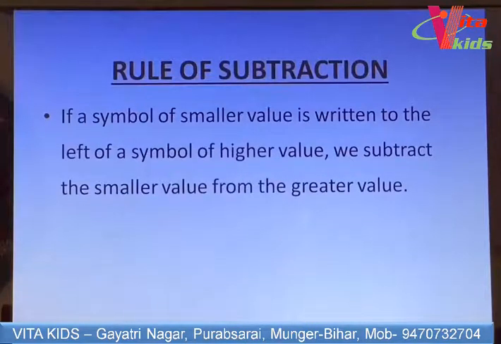Rule of subtraction. If a symbol of smaller value is written to the left of the symbol of higher value, we subtract the smaller value from the greater value. Here I have taken the example IX. The symbol of smaller value, that is I, is on the left of a symbol of greater value. Greater value is X, which is 10. So since it is on the left, we will minus 1 from 10. It is going to be 10 minus 1, which will make it 9.